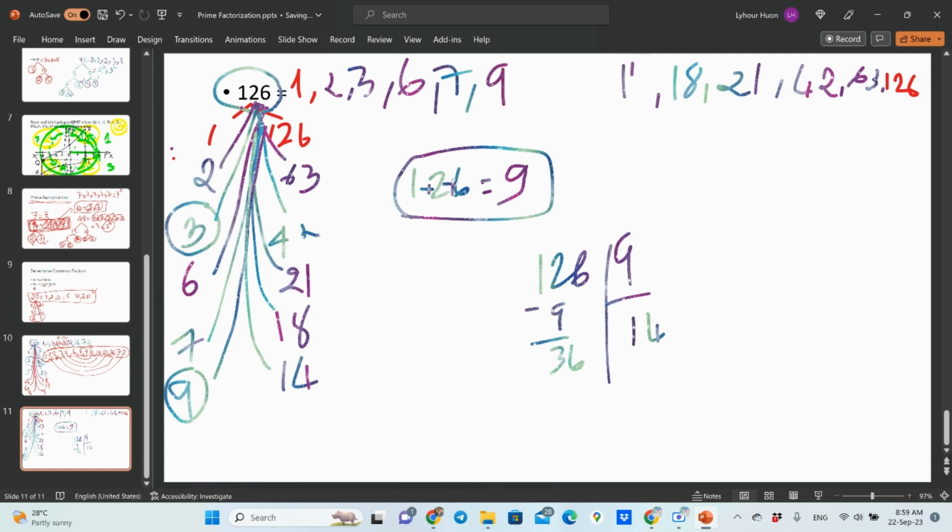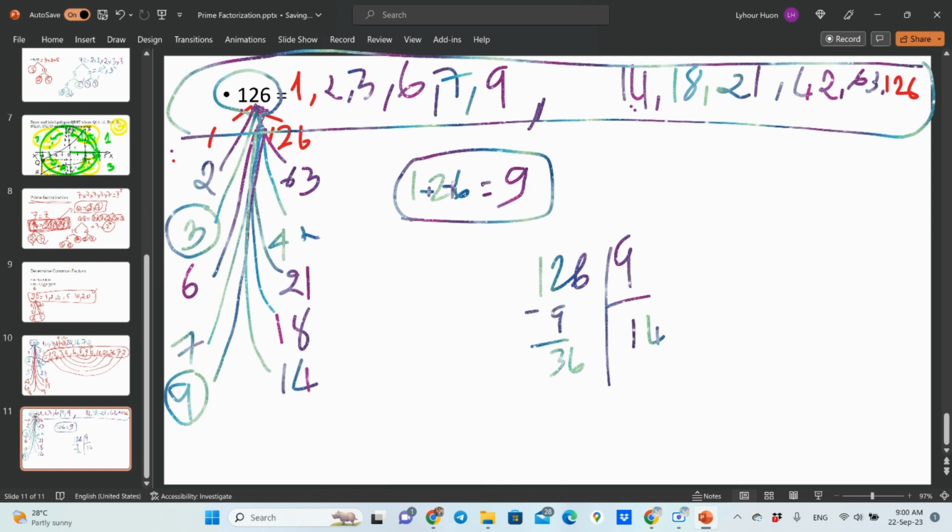9 and 14. Do we have any other pair? No, because if it's 10, no, 11 no, 12 no, 13 no. So now it's come to 14, right? We don't have 13. Yeah, so that is all. Now we come to the repeating. It will be 14, then it goes back. So all of these are the common factors. Alright, perfect.